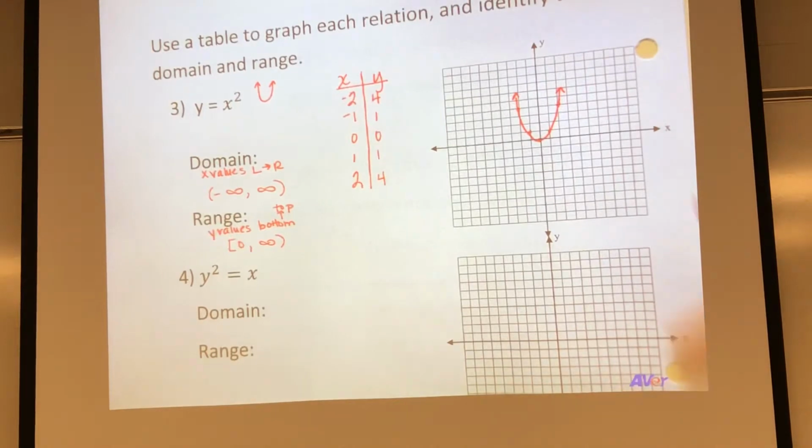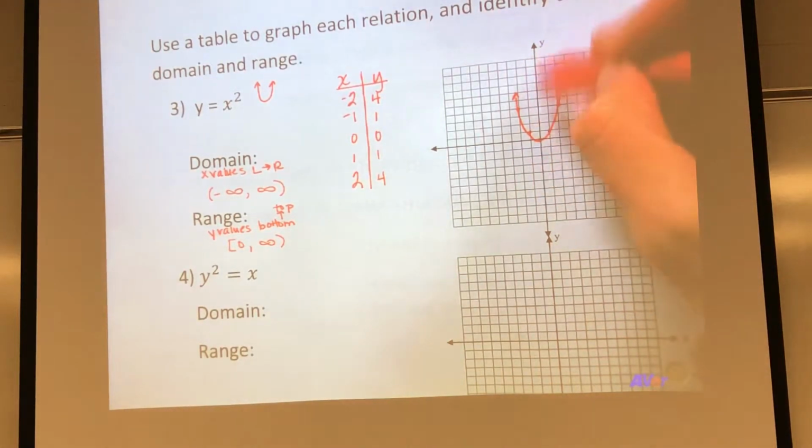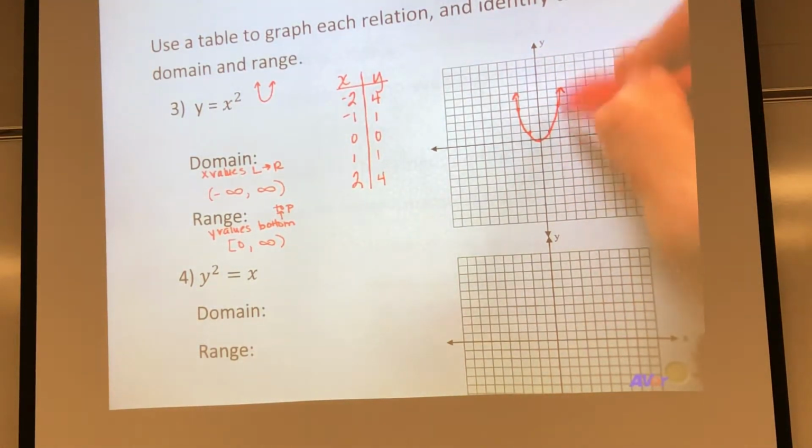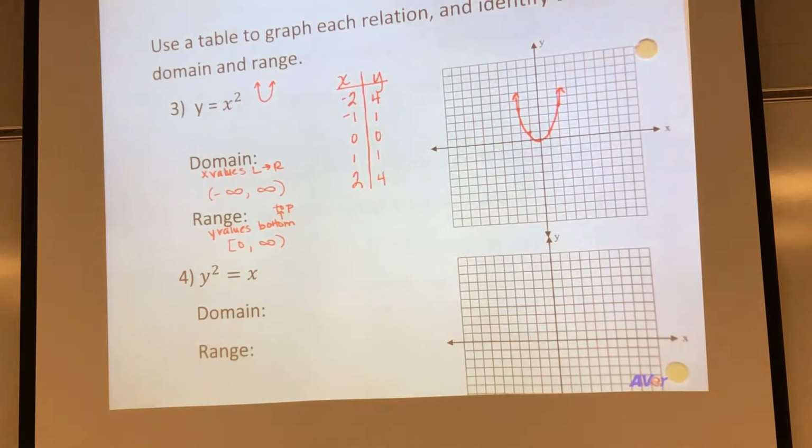Now this graph is a function because if we drew vertical lines, there is no place where it would go through more than 1 point. So it is a function.